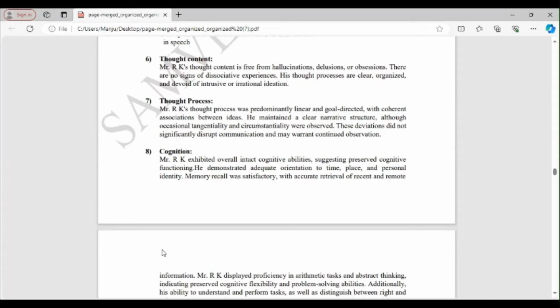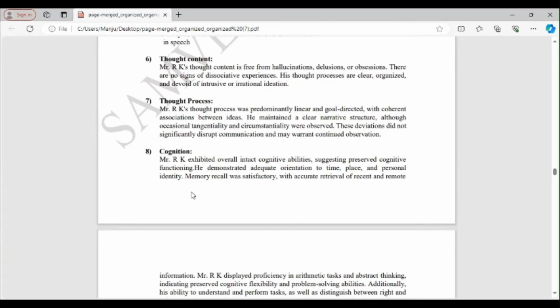So Mr. RK's thought process was predominantly linear and goal-directed with coherent association between ideas. He maintained a clear narrative structure, although occasionally tangentiality and circumstantiality were observed. These deviations did not significantly disrupt communication and may warrant continued observation.